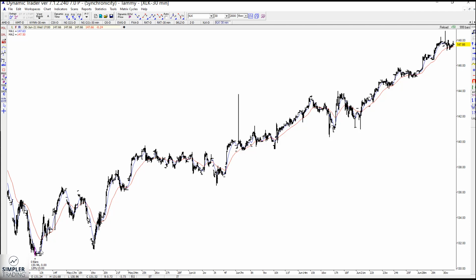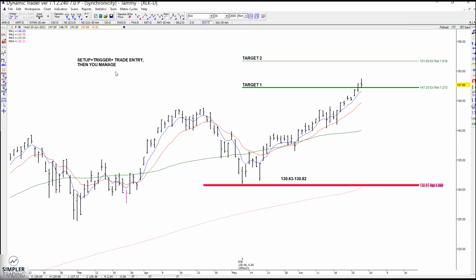So setup plus trigger, 8 crosses back over the 34. You enter the trade, and then you manage the trade.